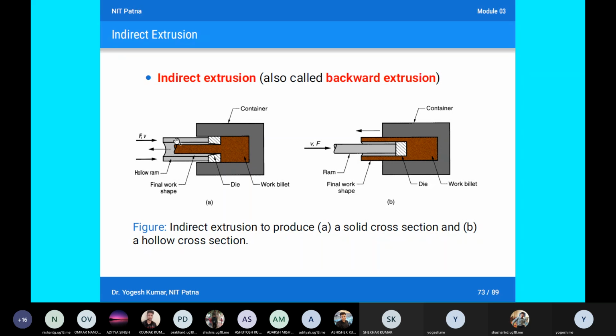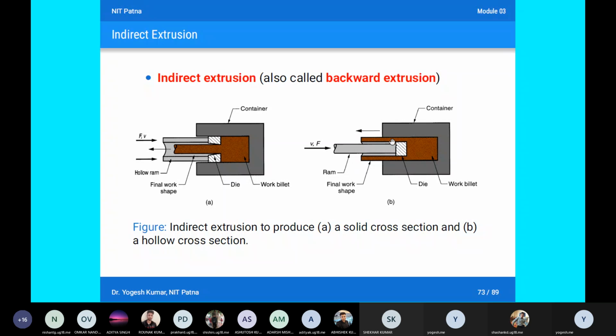Here we have a ram which is hollow, and a die is attached to this hollow ram, and your material is coming out of the die opening because of compressive stresses generated in the work blade. This is how indirect extrusion takes place. This is a case of hollow ram. Then we can come to figure B. Here some solid cross section was being produced, and here some hollow cross section is being produced.